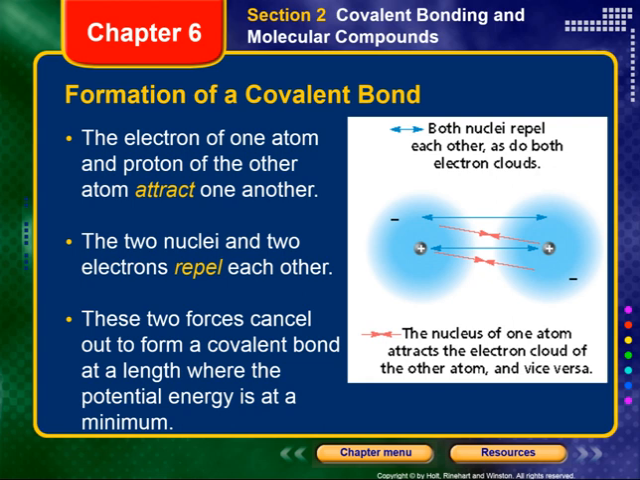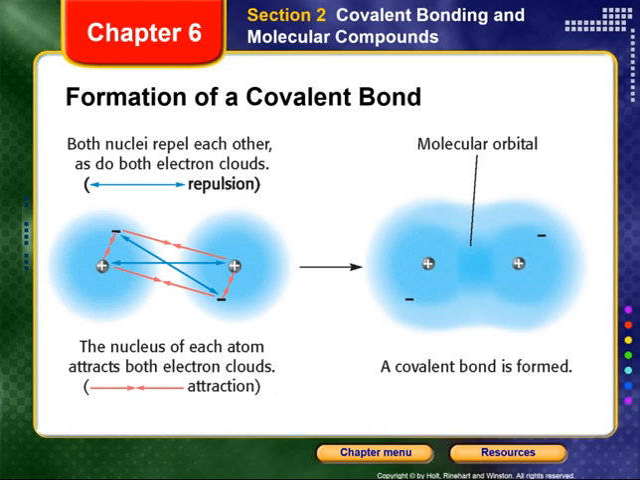So while the electron from one atom is attracting the nucleus of the other atom, at the exact same time, the two nuclei are repelling each other, and the electron clouds of each atom are repelling each other. And so there's attraction and repulsion happening at the same time. These two forces cancel out when a covalent bond is formed at a specific length where the potential energy is at a minimum. In other words, when those two forces, the attraction force and the repulsion force, are in perfect balance, the potential energy of that system is at an absolute minimum, and nature will favor that configuration.